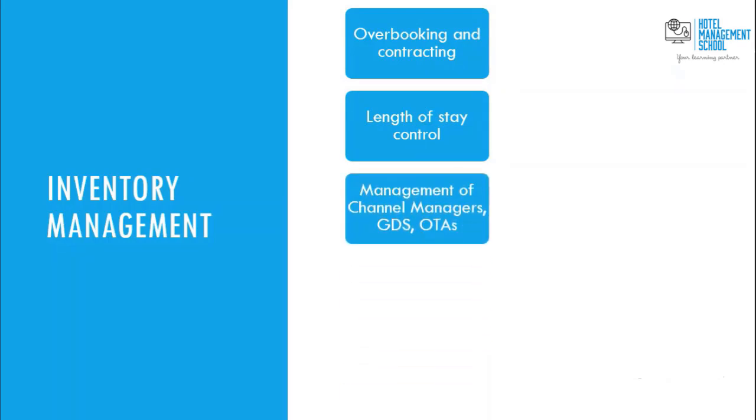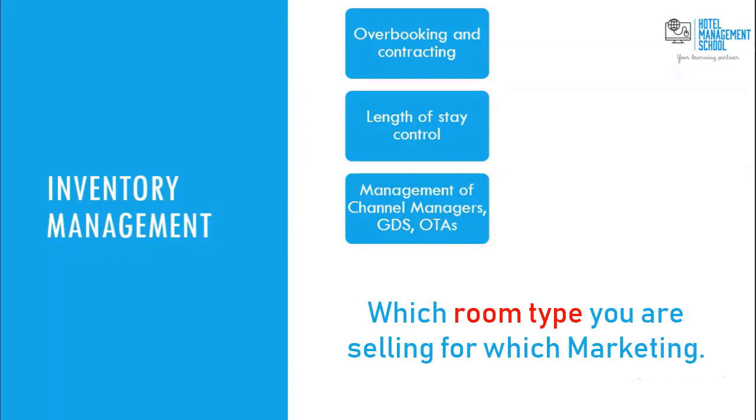And then you have the management of the channel managers, right? OTAs, GDS, distribution channels. So you are closing your inventory. You may be selling deluxe rooms only on the website, but suites, maybe you are not selling the suites to the agents. You are selling suites only on your own website, right? It depends on which room type you are selling on which market channel.